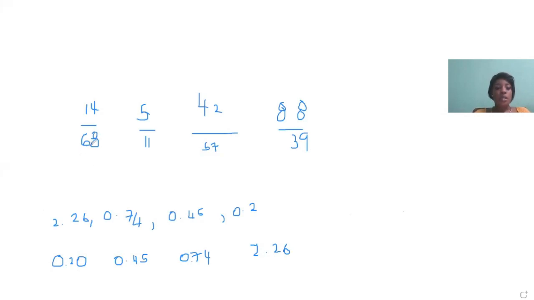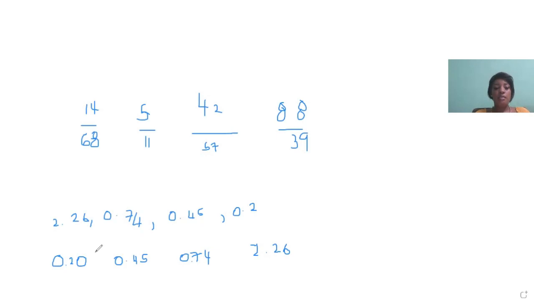So 14 over 68 is 0.20. 5 over 11 is 0.45. 42 over 57 is 0.74. And 88 over 38 is 2.26.